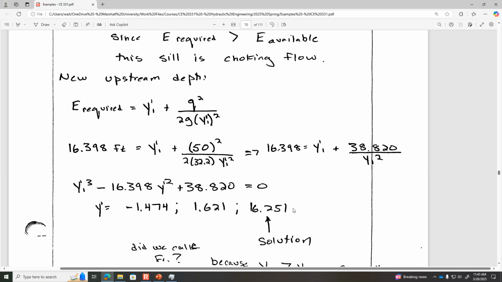Now, obviously, the new depth it's going to have to pool to is 16.25 feet, because 1.6 feet wouldn't be pooling. Its depth would be lower than originally. And the water's not going to have its depth go down upstream when you choke it like that. It's going to get deeper. So that's how we know which of the roots to select. So the water's going to have to get to be about 16 feet deep to overcome that obstacle.